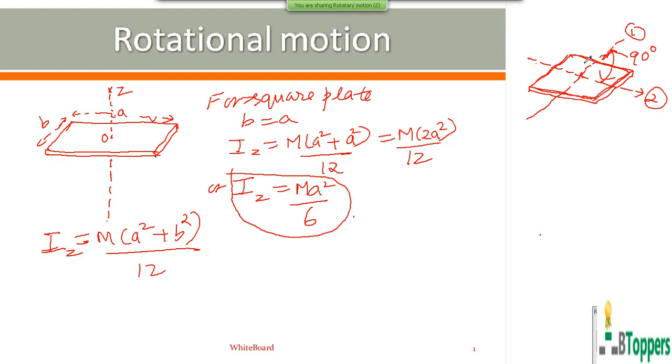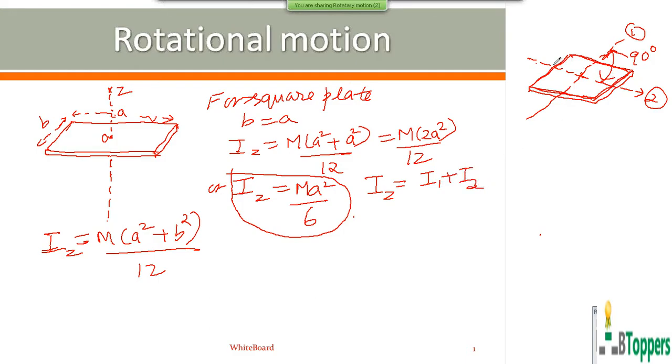So according to the perpendicular axis theorem, the moment of inertia of a plane rigid body about any axis perpendicular to the plane of the rigid body will be equal to the sum of its moments of inertia about any two axes in the plane of the plate and intersecting on the first axis, both at the central axis of symmetry. So Iz can be written as I1 plus I2.